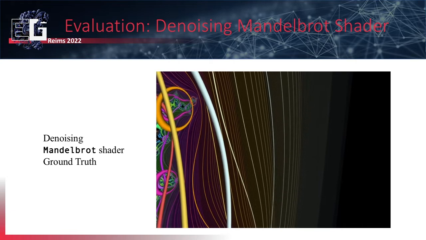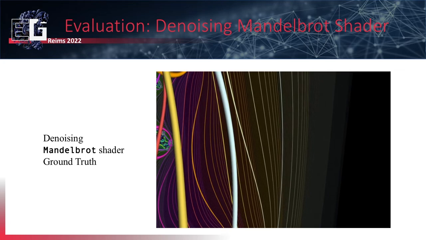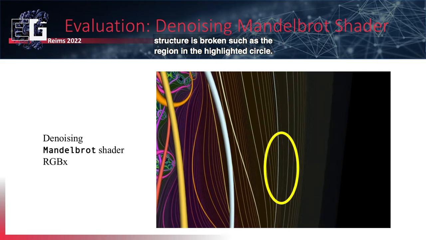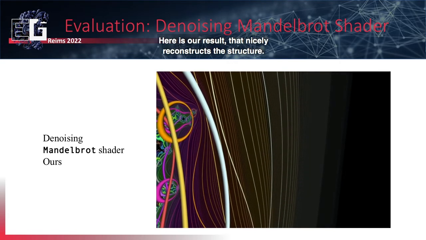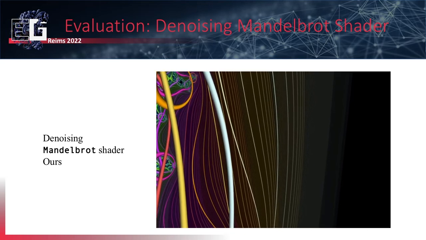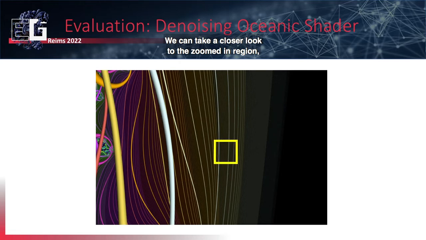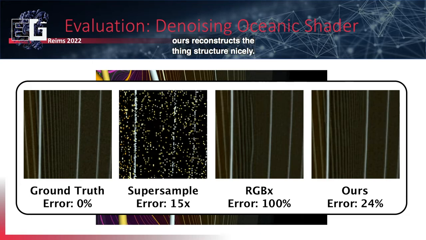Here we show a Mandelbrot shader. This is the ground truth estimated at 1,000 samples per pixel. The RGBX baseline removes most of the noise, but some of the thin structure is broken, such as the region in the highlighted circle. Here is our result that nicely reconstructs the thin structure. We can take a closer look at the zoomed-in region. Ours reconstructs the thin structure nicely, while RGBX demonstrates artifacts.